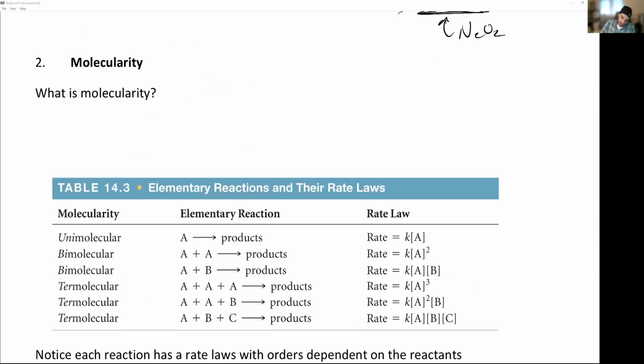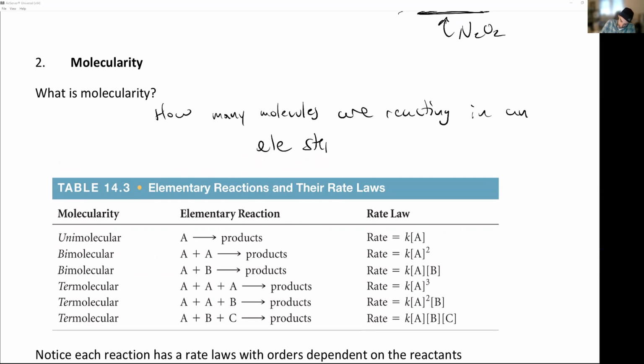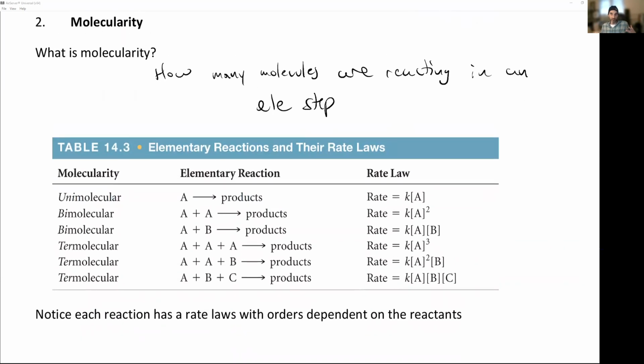Molecularity is how many molecules are reacting in an elementary step. How many molecules are reacting in an elementary step? And the idea is this. So imagine I gave 2 of you a bucket of baseballs or something. Okay. So first of all, unimolecular. Yeah, absolutely. That's going to happen because if it wants to break down and form some product, it can. And its rate law is equal to k times concentration of A.